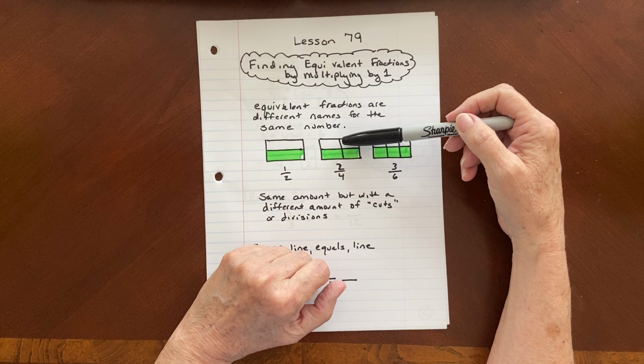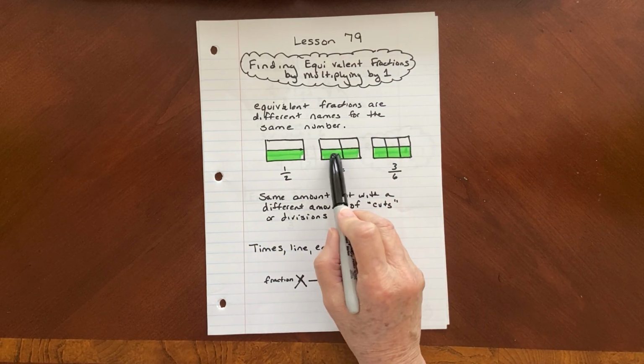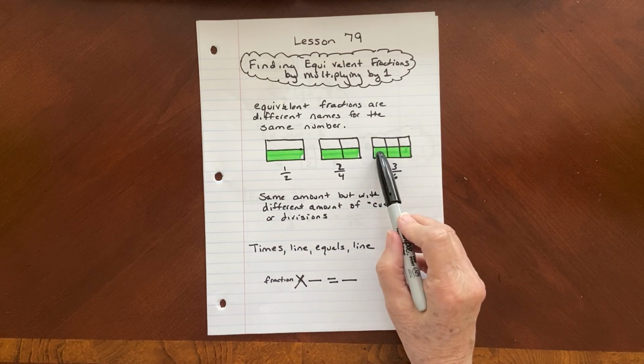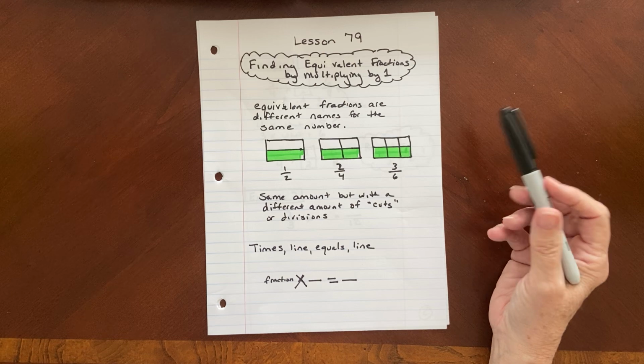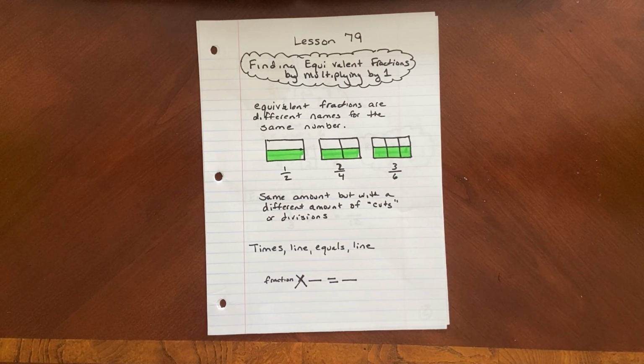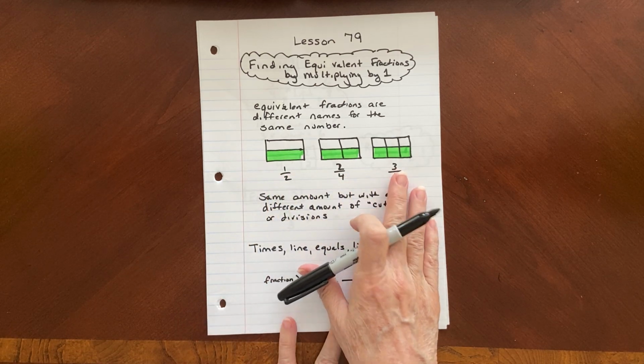However, we put some more cuts in these two candy bars. So really, those two pieces are 2/4, but it's still a half a candy bar, right? And then those are 3 out of 6. So it's still a half a candy bar, it just has more cuts. That's equivalent fractions.